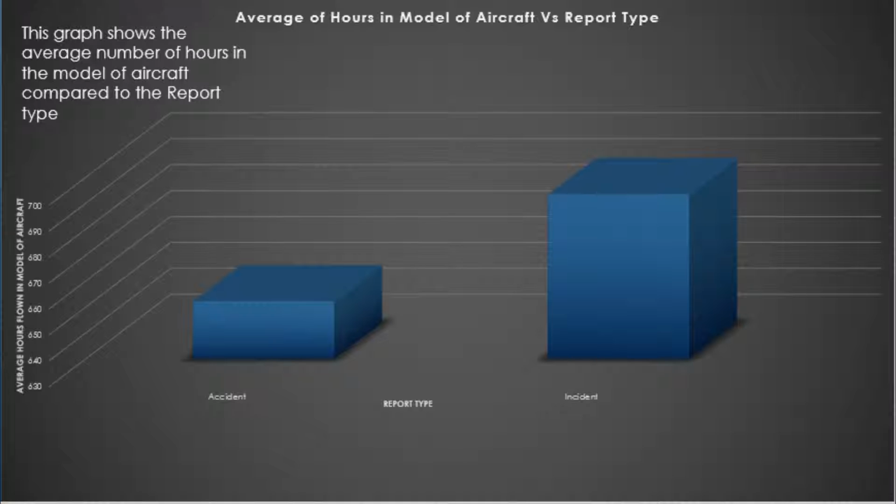A similar scenario is used in this graph. The data that is being compared is the average hours the pilot has flown that model of aircraft compared with accidents and incidences. This data shows a clear difference. There are more incidents than accidents when compared to the average hours flown for the model of aircraft.